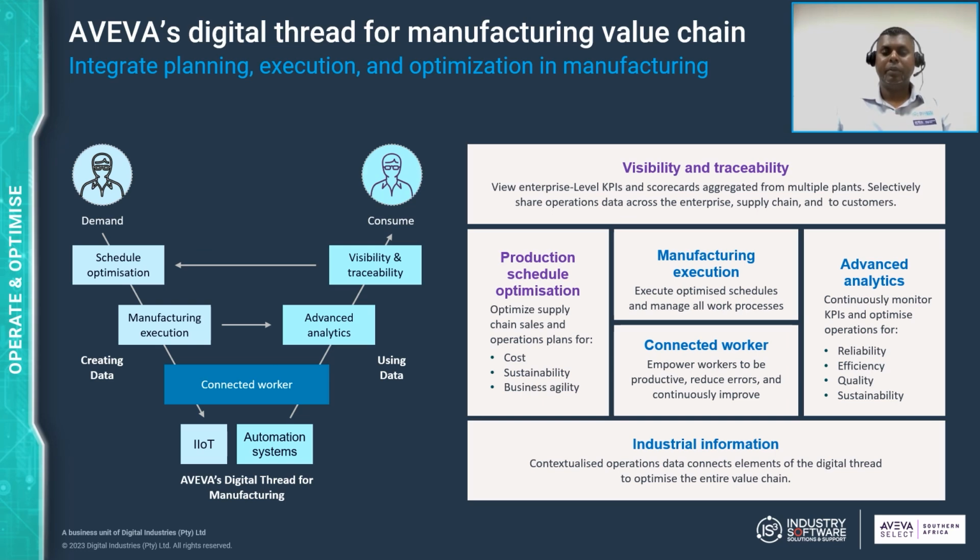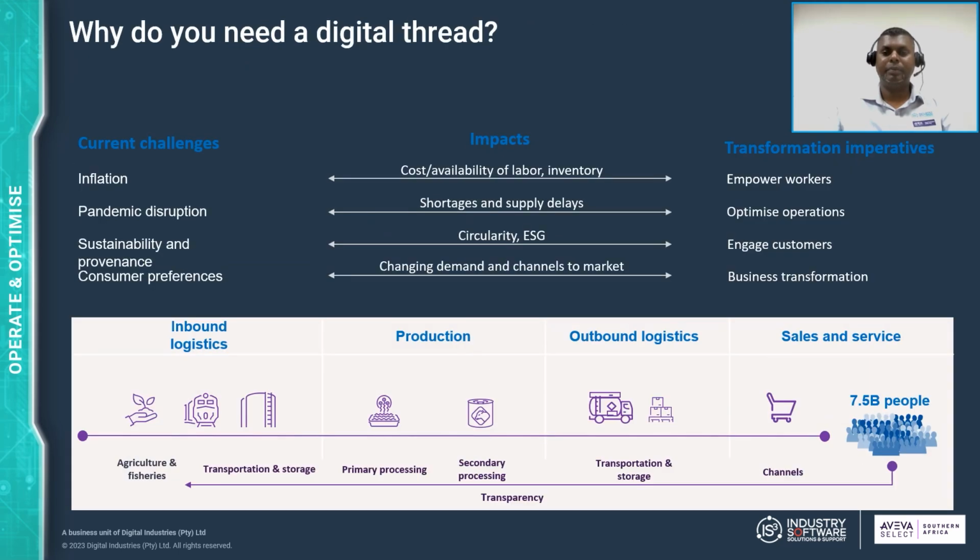Connected worker: we need to empower workers to be more productive, reduce errors, and continuously improve. Advanced analytics continuously monitor KPIs and optimize operations for reliability, efficiency, quality, and sustainability. And lastly, industrial information provides contextualized operations data, connects elements of the digital thread to optimize the entire value chain.